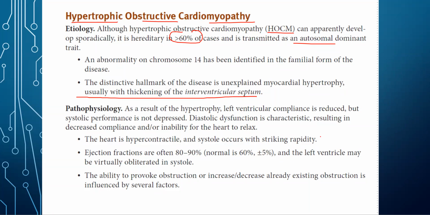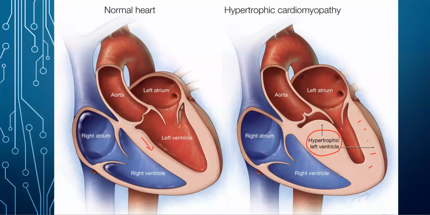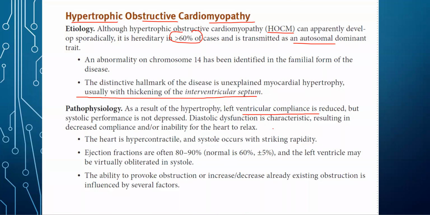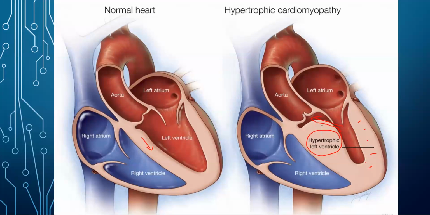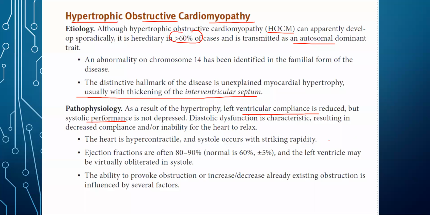And obviously, as a result of the hypertrophy, sometimes you can see that it can also block the cardiac compliance, right? So left ventricular compliance will be reduced, or space will be reduced, but systolic performance will be fine. Now, obviously, the heart muscle is very thick and very strong, and it has to pump a little amount of blood, and it will be more than normal. So ejection fraction in this patient sometimes even reaches 80 to 90%. So that's one of the other features. So see that often ejection fraction is 80 to 90% in this case.